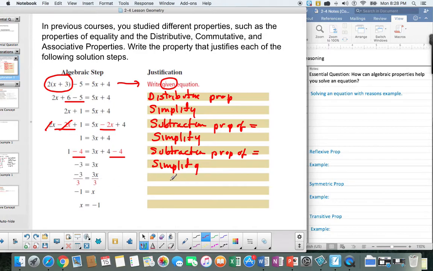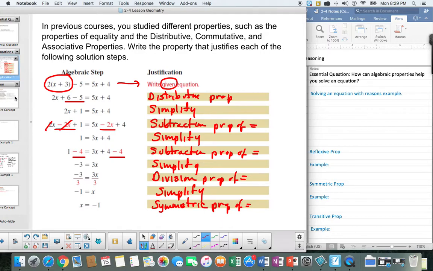The next step looks like we are dividing both sides, division property of equality, and then we go ahead and simplify. And when we turn it around, that's called the symmetric property of equality.